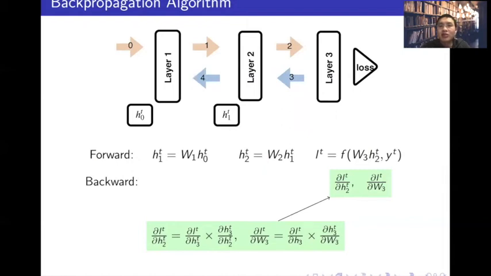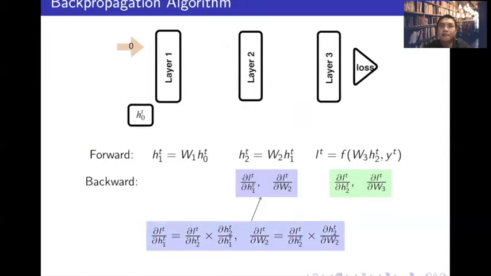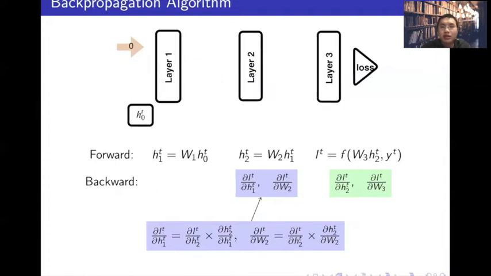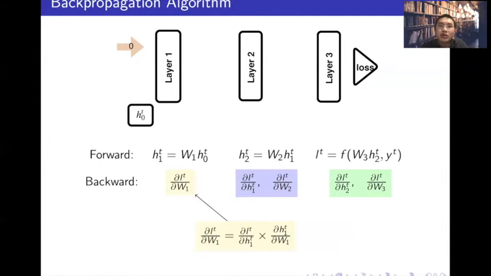So in layer 3, it will compute gradients regarding H2t and W3t. After the computation in layer 3 is done, it will pass partial Lt over partial H2t to layer 2. Then layer 2 computes the gradients of partial Lt over partial H1t and partial Lt over partial W2. In the computation, it will require the gradient result from layer 3, which is partial Lt over partial H2t. After the computation in layer 2 is done, layer 1 will receive the result from layer 2 and compute gradients regarding W1. So this is the process of the BP algorithm.